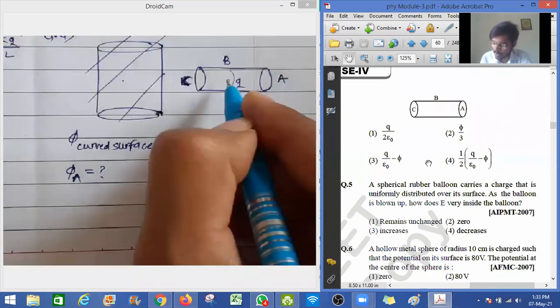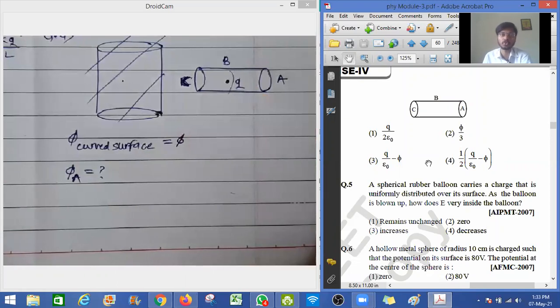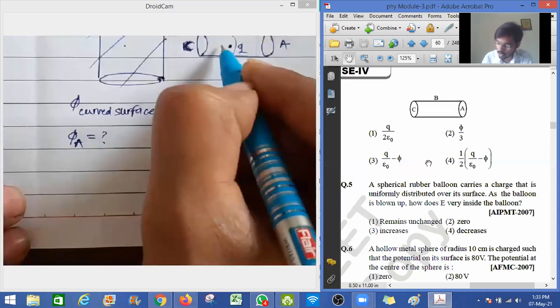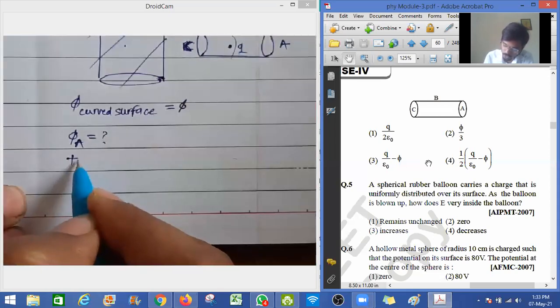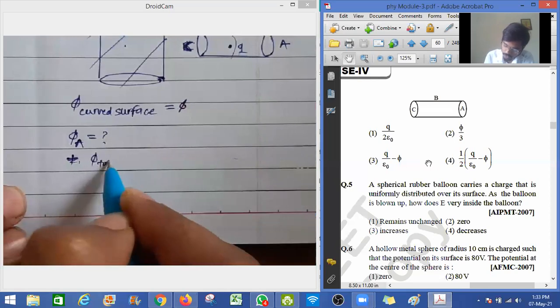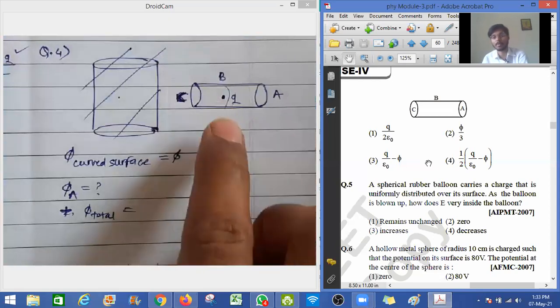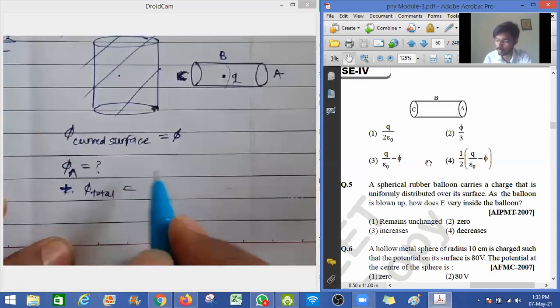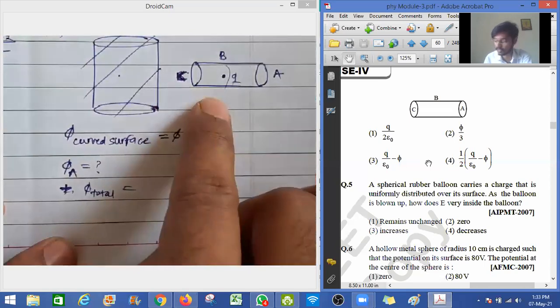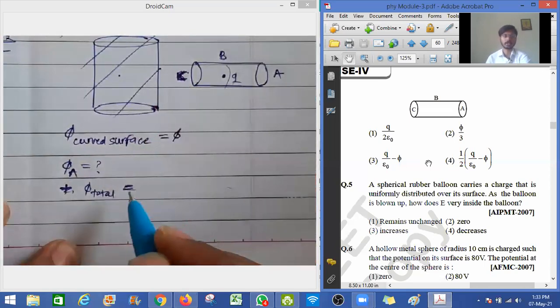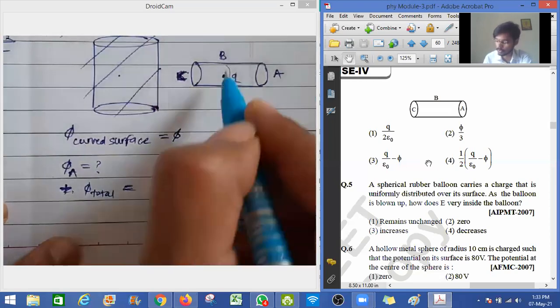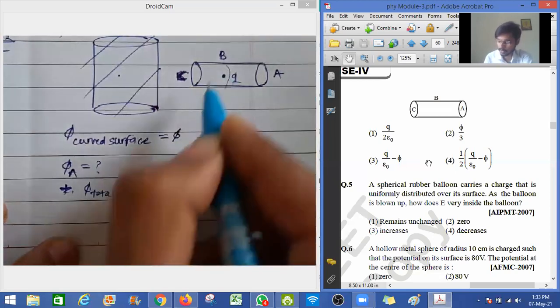A simple thought. Tell me, how much flux emerges out of a charge Q? Answer is Q upon epsilon 0. Always remember. So see how to write the total flux. The total flux associated with this entire cylinder is the enclosed charge upon epsilon 0, Q enclosed upon epsilon 0. Total flux associated with this entire cylinder will be equal to the total charge enclosed upon epsilon 0, Q divided by epsilon 0.